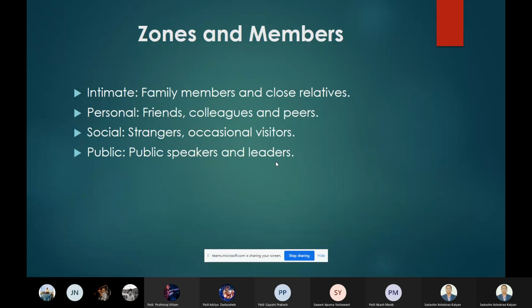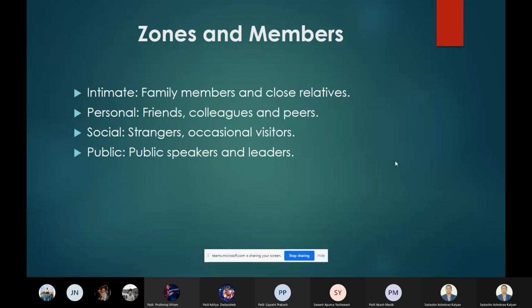So whenever we maintain a kind of physical space distancing, it includes many things related to our intimate family members. At the same time, it also includes our personal members, in which friends. Then, whenever we meet various kinds of strangers, especially in our journey, and on various occasions. So these are all the various kinds of zones in which all these members are included.